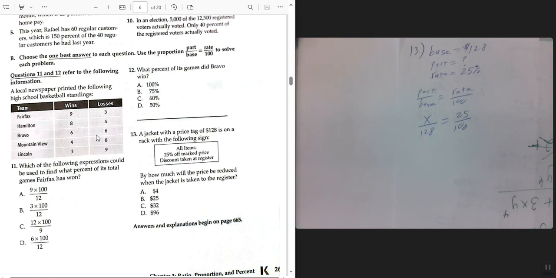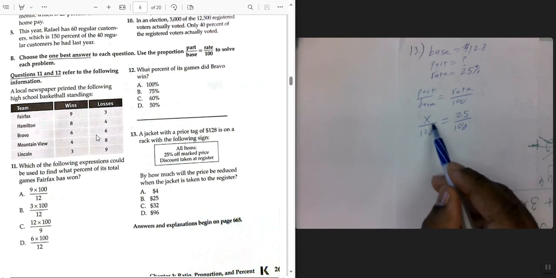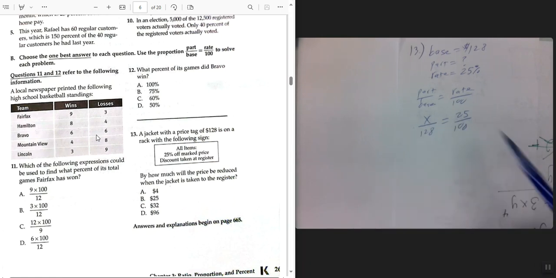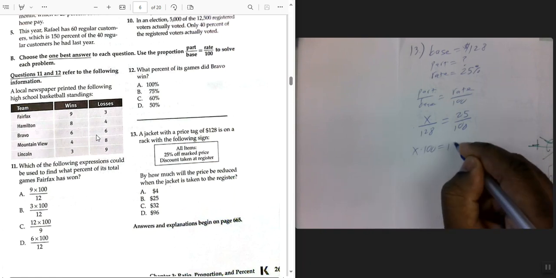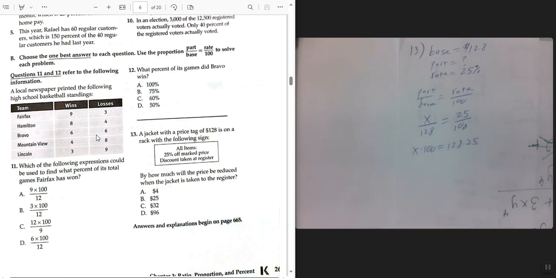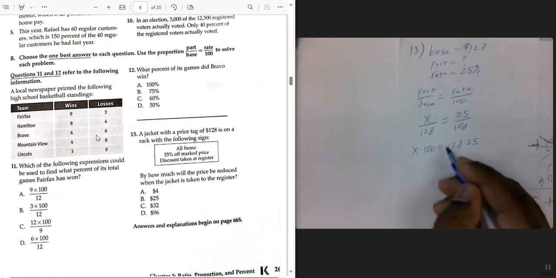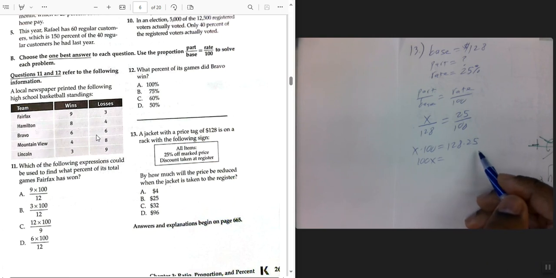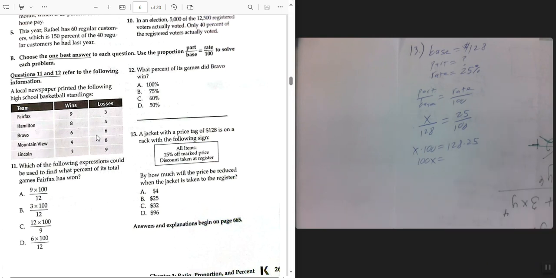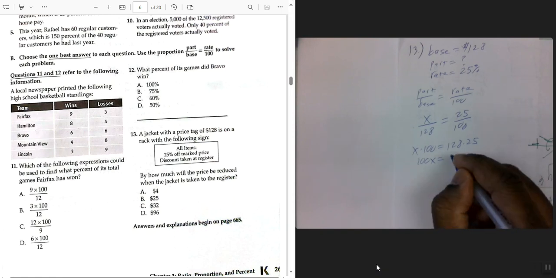Now we have to solve this. So what we would do, we would do our cross multiplication. We have a fraction is equal to a fraction. So we'll do x times 100 is equal to 128 times 25. So x times 100 is 100x. 128 times 25, we can actually multiply that out. So 128 times 25 will give us 3,200.